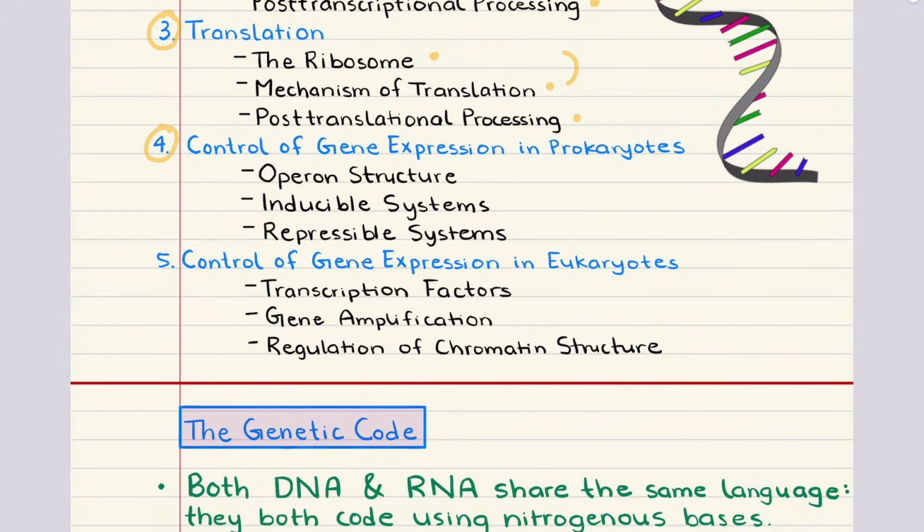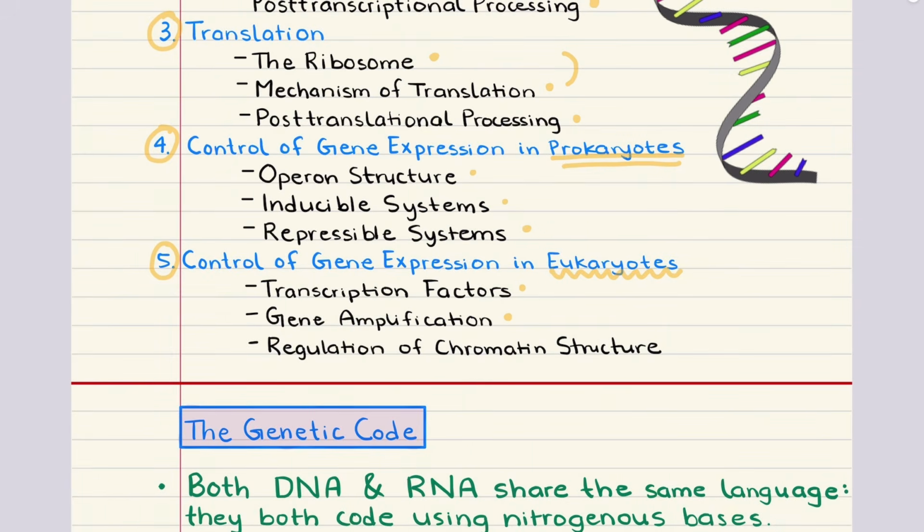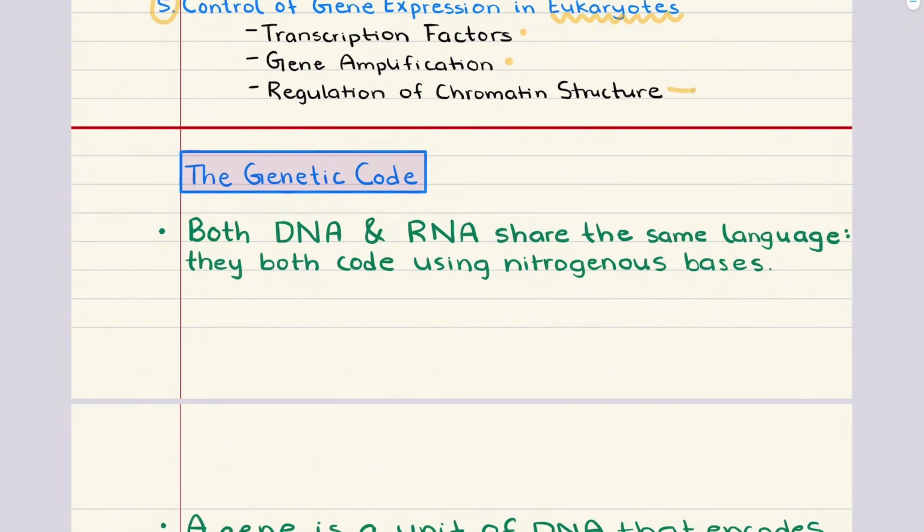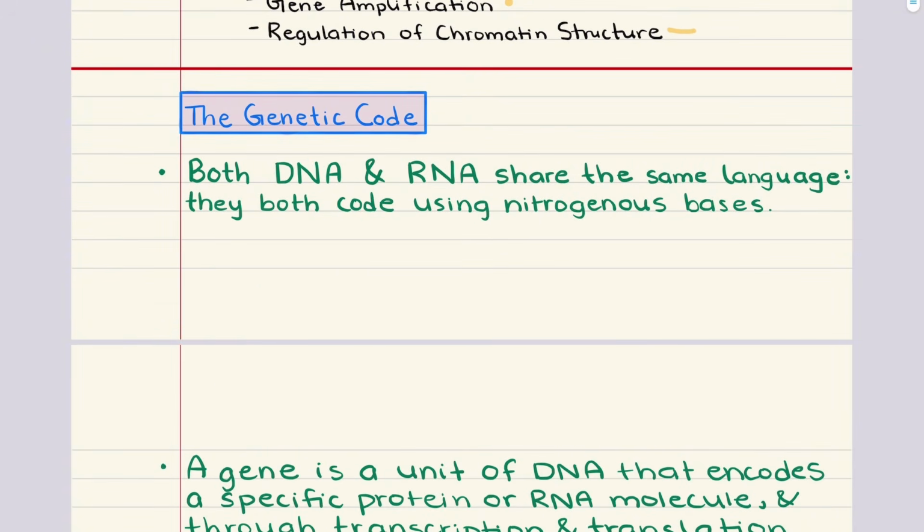Next, we'll explore how gene expression is regulated in prokaryotes through operons, inducible systems, and repressible systems. Finally, we're going to finish by looking at how gene expression is controlled in eukaryotes. We're going to cover transcription factors, gene amplification, and chromatin remodeling. With this introduction in place, let's jump into the first objective, the genetic code.